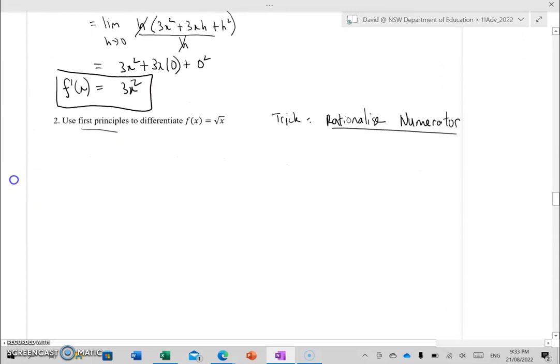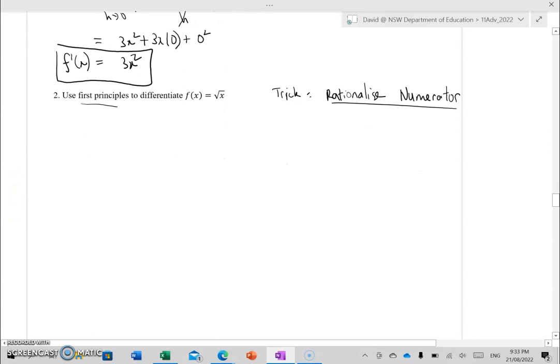Alright, let's do this one. So use first principles to differentiate square root of x. So first step for first principles is we write down what f of x plus h is. Remember that we replace all x's in the function by x plus h in brackets. So that's what we've got there. That's my f of x plus h. And we can't really go any further with expanding in this particular case.